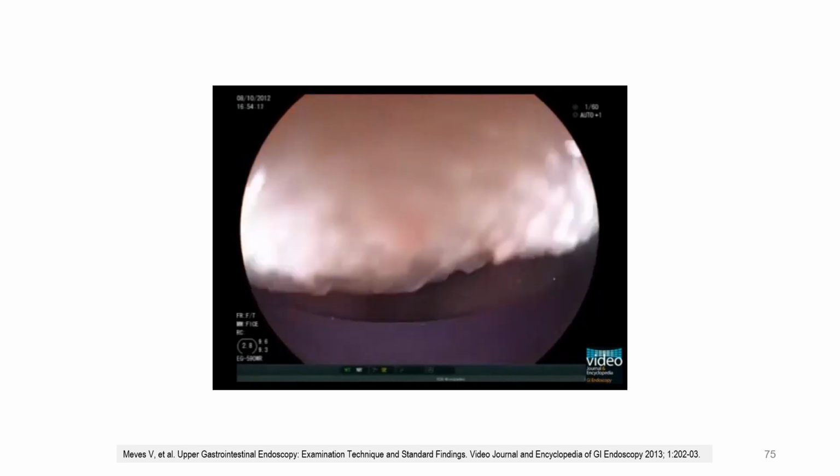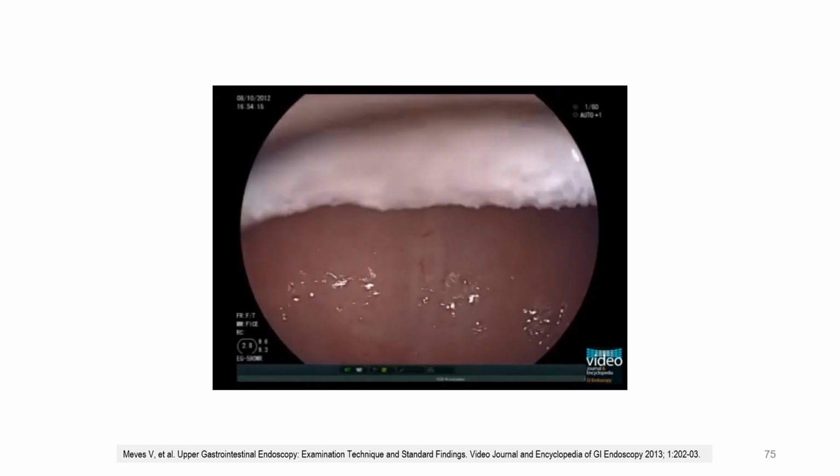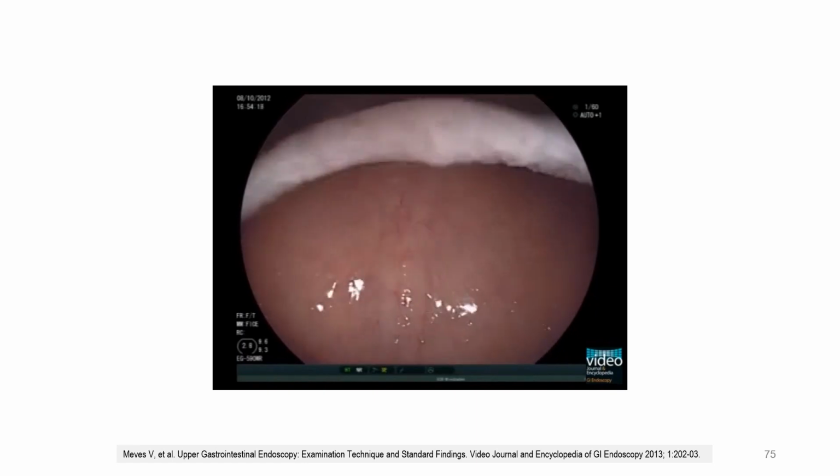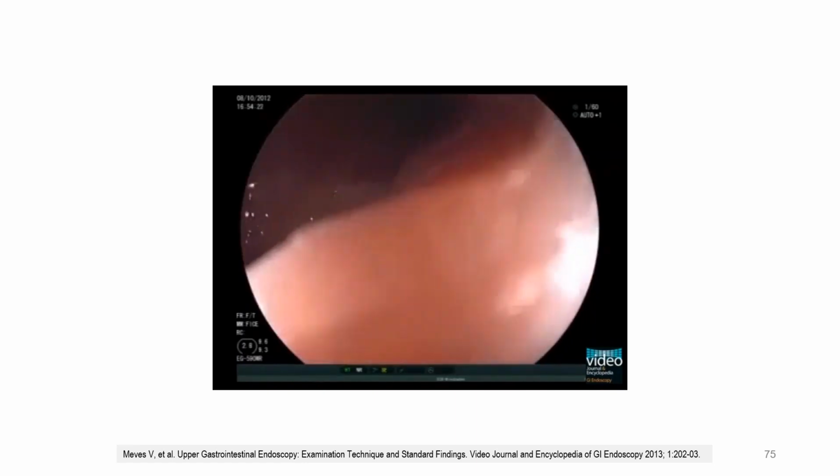Male patient with epigastric pain. First, put the tip of the endoscope on the patient's tongue. Under direct vision, guide the scope through the mouth. You can see the uvula at the 6 o'clock position.